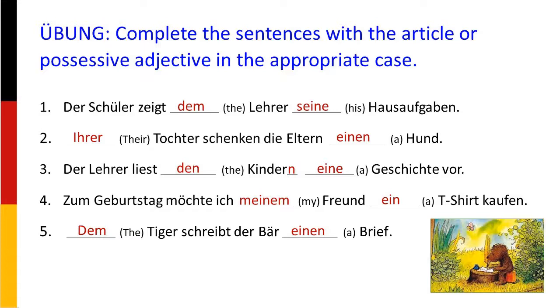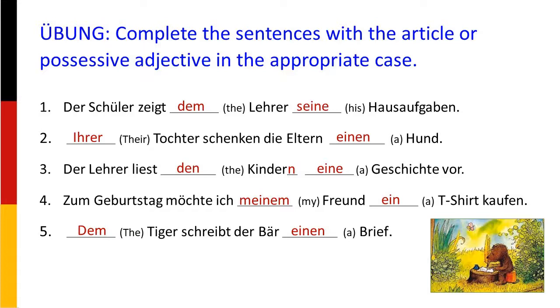Number 3, der Lehrer liest, so the teacher reads. What does the teacher read? The teacher reads a story. And to whom is the teacher reading the story? And it's to the children. So the story is the direct object, accusative case. The children are the indirect object, dative case. And so the sentence reads, der Lehrer liest den Kindern eine Geschichte vor.